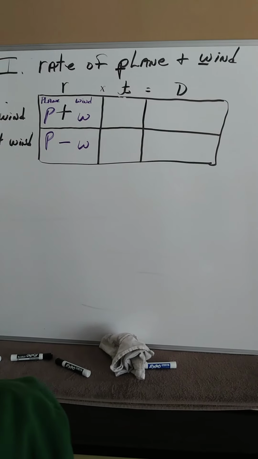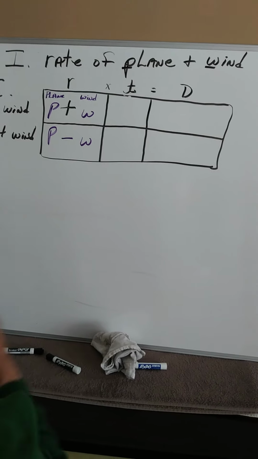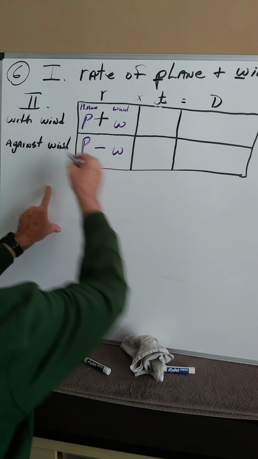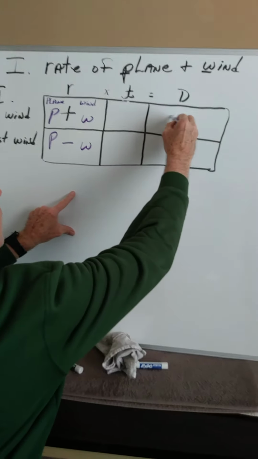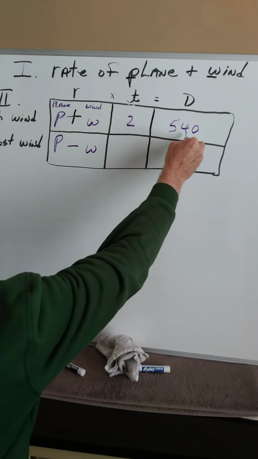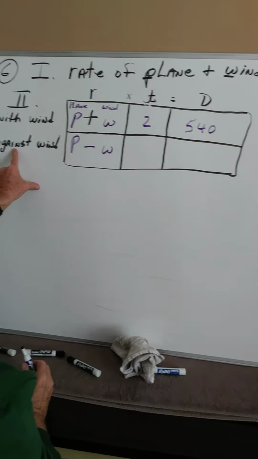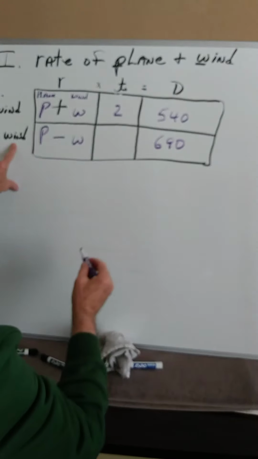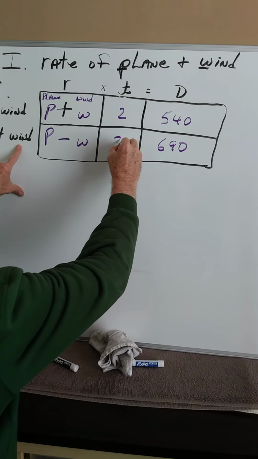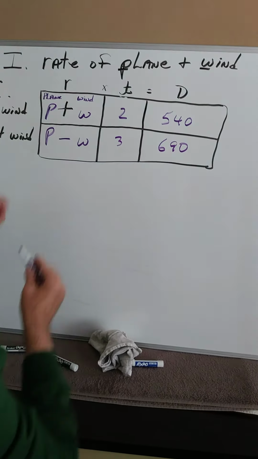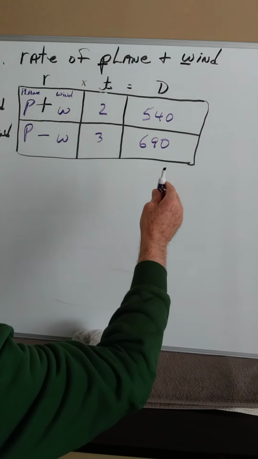The problem said, flying with the wind, he travels 540 miles in 2 hours. With the wind, he's going to travel a distance of 540 miles in 2 hours. Time, 2. Distance, 540. There's the rate, P plus W. Later, flying against the same wind, it will cover a distance of 690 miles, and it's going to take a total time of 3 hours. The chart is done.